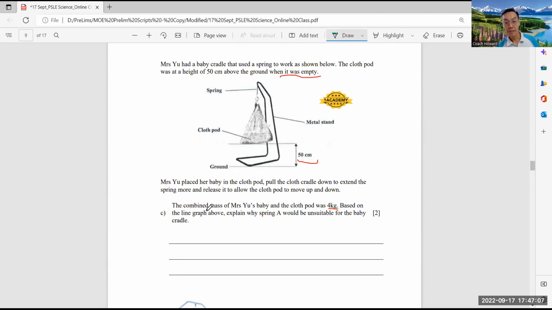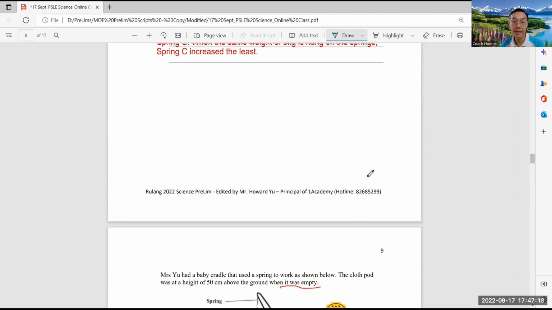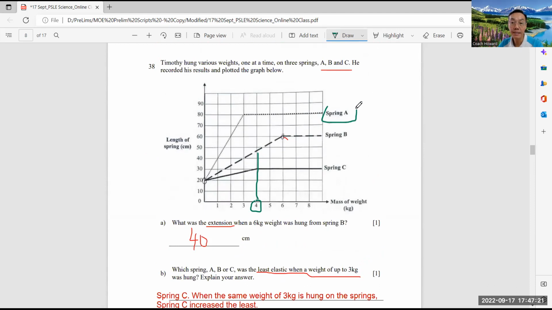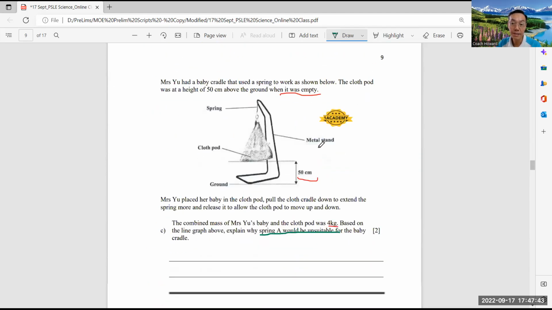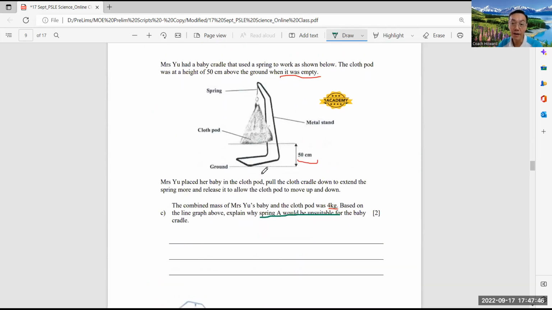Okay, they say the combined weight is 4 kilogram. Based on the line graph above, explain why spring A would be unsuitable. Okay, look at spring A. Okay, this is spring A, right? So if the baby and the cot is 4 kilogram, this is what happened. This spring will extend to a length of 80. Okay, 80 minus 20 is how many? 60, right? That means it will extend 60, but the clearance is only 50. That means the baby will hit the ground.